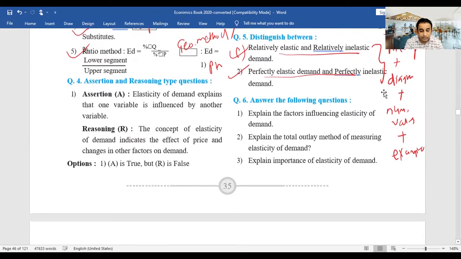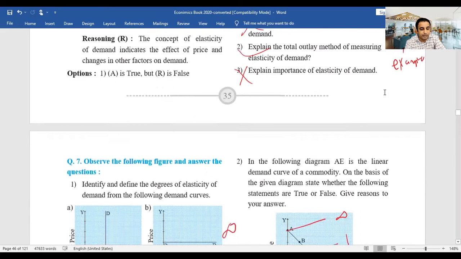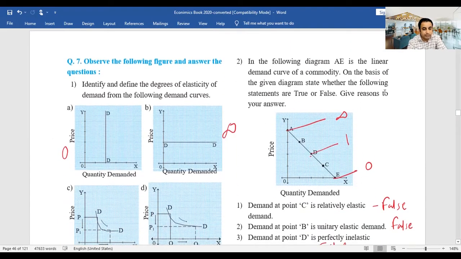त्यानंतर क्वेश्चन नंबर 6 आहे, आन्सर द फॉलोइंग क्वेश्चन. फॅक्टर्स इन्फ्लुएन्सिंग इलास्टिसिटी ऑफ डिमांड एक्सक्लूड केलंय. इम्पॉर्टन्स ऑफ इलास्टिसिटी ऑफ डिमांड एक्सक्लूड आहे. टोटल आउटले मेथड ऍज पर टेक्स्टबुक लिहून इलॅबोरेट करा. क्वेश्चन नंबर 7 कडे जाऊया.